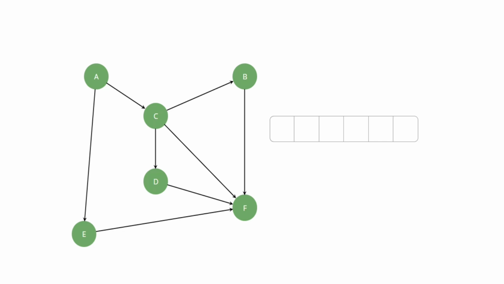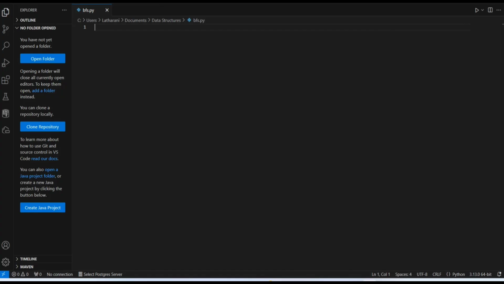Next I am taking one example to show how breadth first search works using a Python programming implementation. First, in BFS, we need to import the queue. In BFS, we need to use the queue.